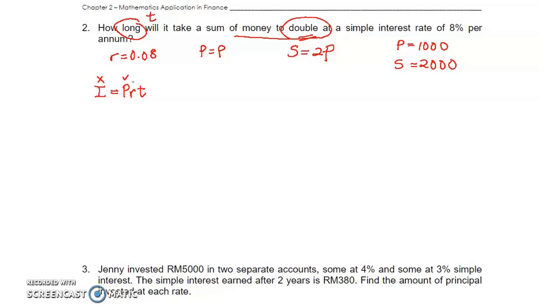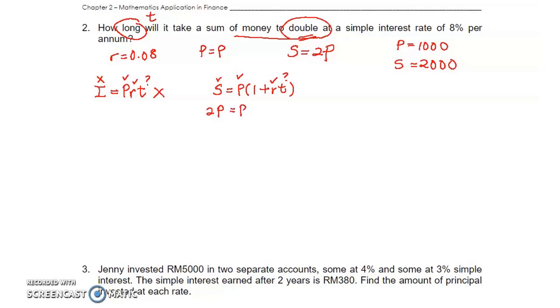So we have R and we want to find T. Since we don't have info about I, we cannot use this formula. Now look at the second formula, which is S equal to P(1 + RT). What is S? S equal to 2P, the sum of money to double. So S equal to 2P. We want to find T, and we have value R here. Now substitute S equal to 2P.